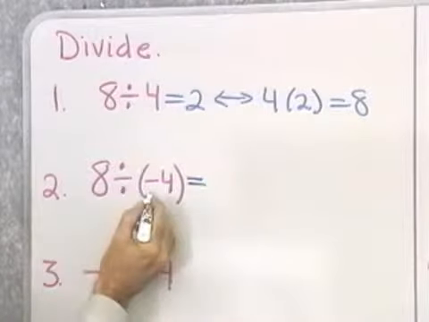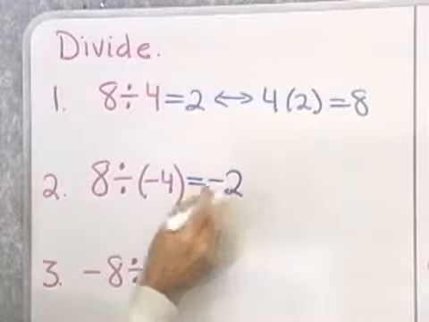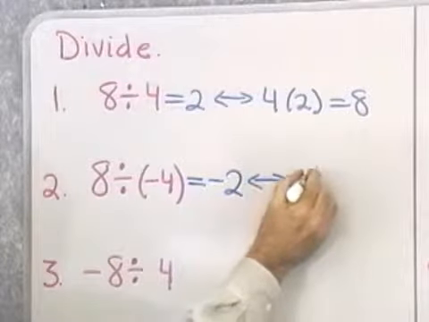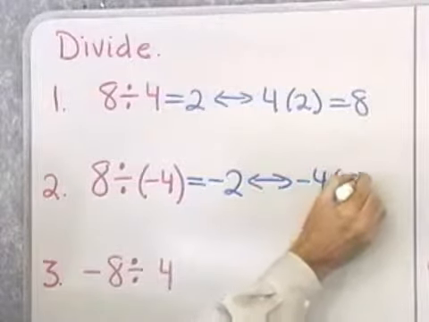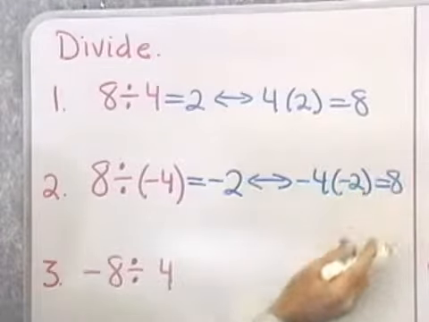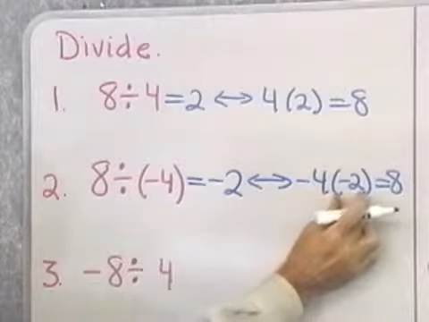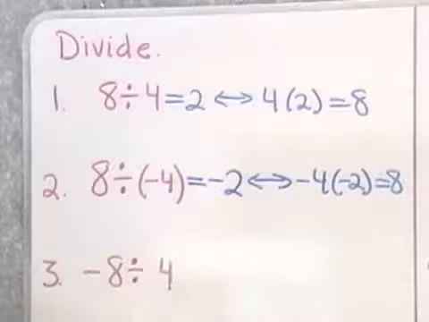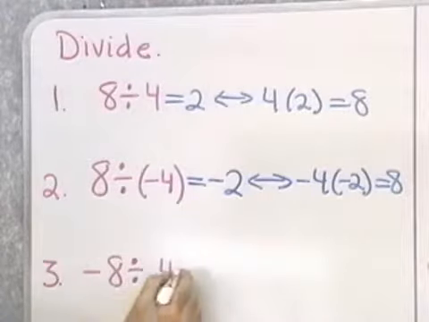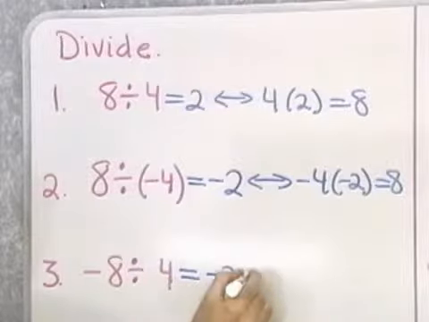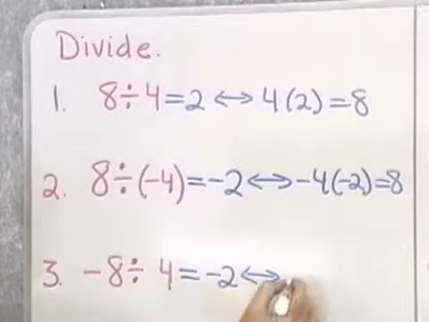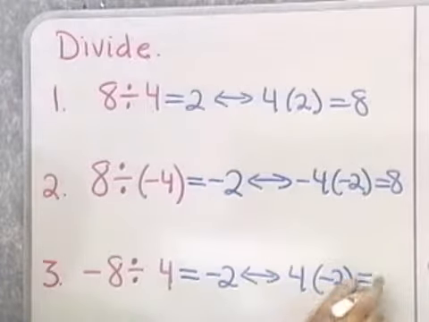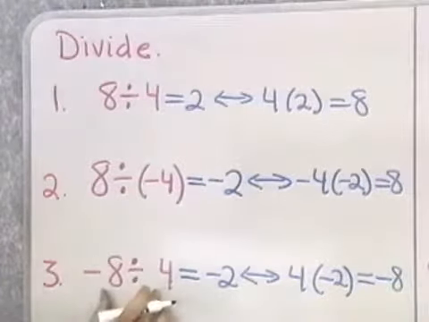Now, 8 divided by negative 4 is going to be negative 2 because the two numbers had different signs, and just to justify that, negative 4 times negative 2 is in fact positive 8. So negative 4 times negative 2 is 8 is the reason why 8 divided by negative 4 is negative 2. Negative 8 divided by 4 is negative 2. The associated multiplication problem is 4 times negative 2, and we know that to be negative 8. So in fact it does work.